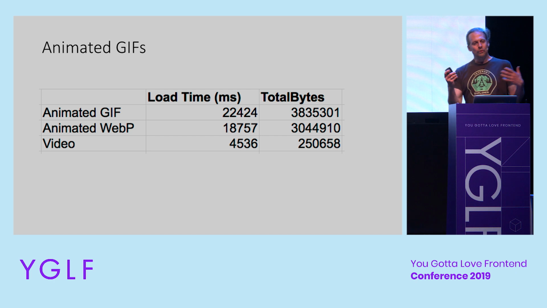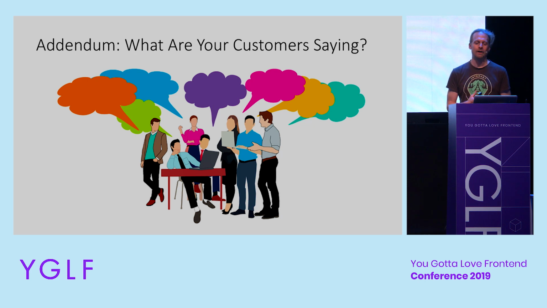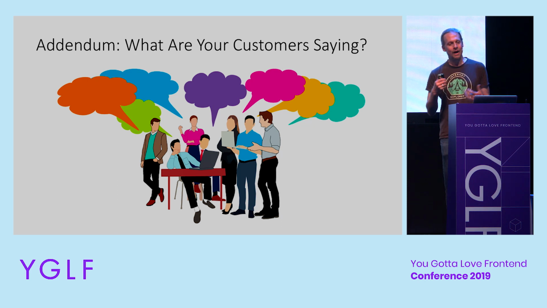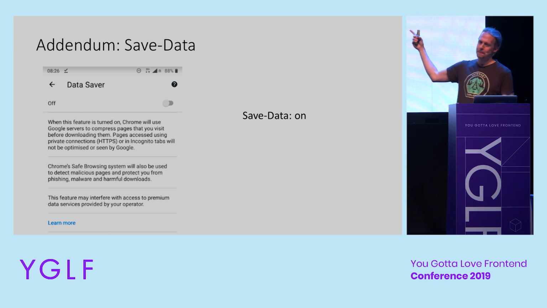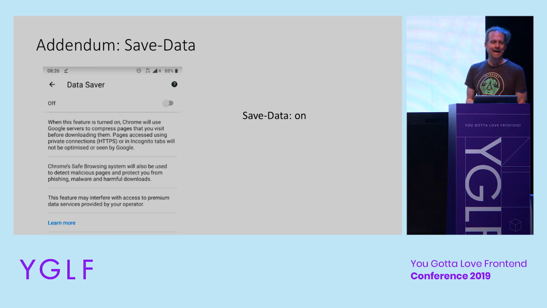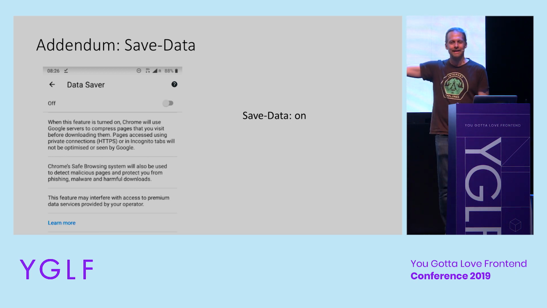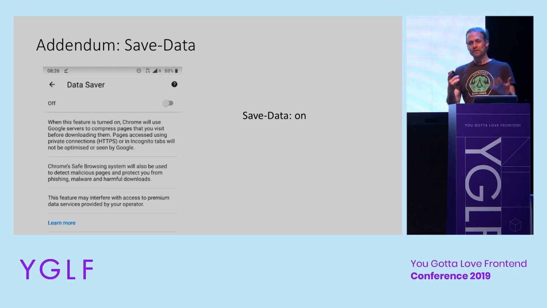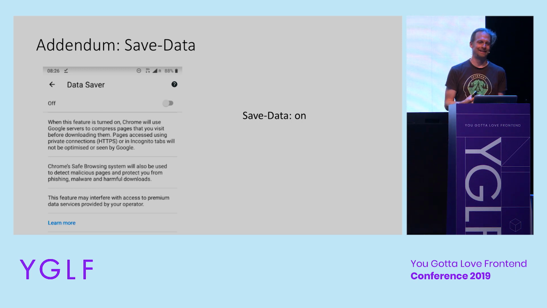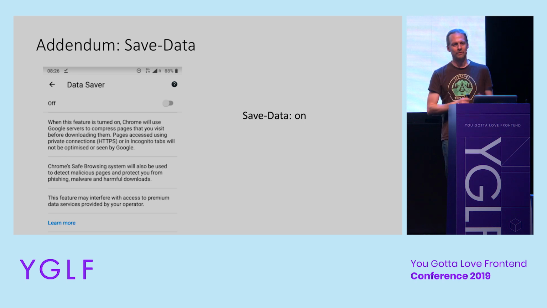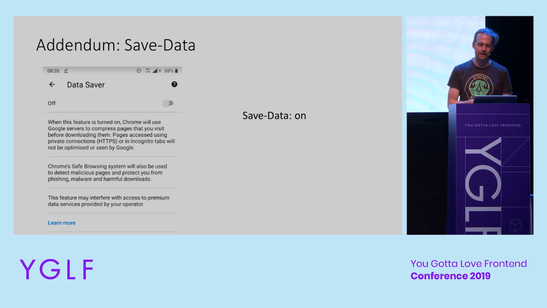Now, those are sort of the basics of what we can do, but there's even more that we can look at. One thing that's really cool is we can look to see what our customers are saying. And so how do you do that? In mobile Chrome, there's a data saver setting. And if you turn that on, it adds a header to all of your requests: Save-Data equals on. And so if people are telling you, hey, I want to use less data, you can serve them smaller images, fewer images, maybe take out the video.